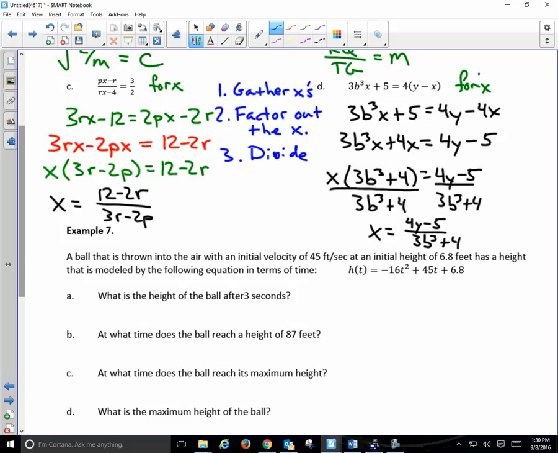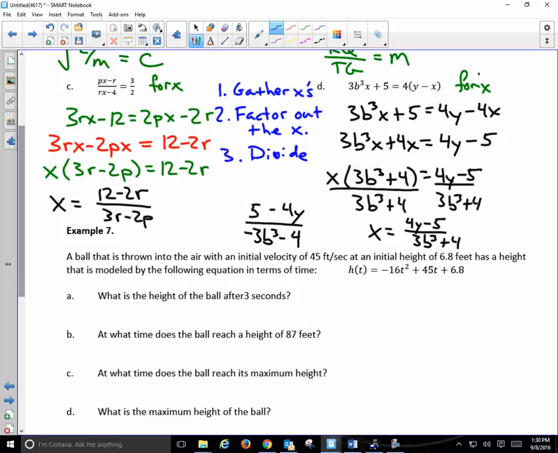What if, instead of coming up with 4y minus 5 over 3b to the third plus 4, what if I came up with 5 minus 4y over negative 3b to the third minus 4? Is that the same thing? Why? It is the same. Why? A negative on the bottom and a negative on the top would factor to the same thing, right?